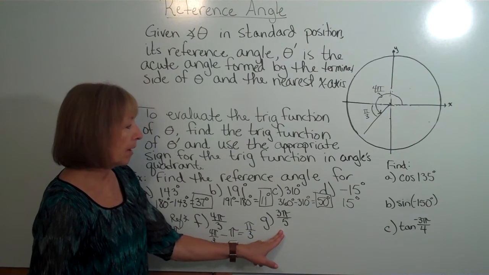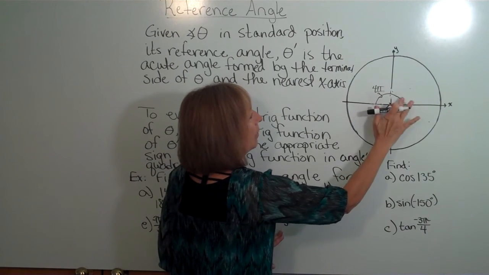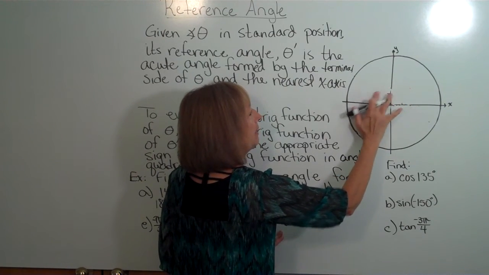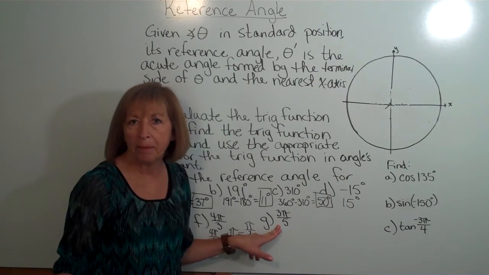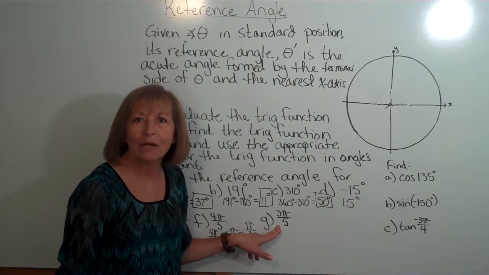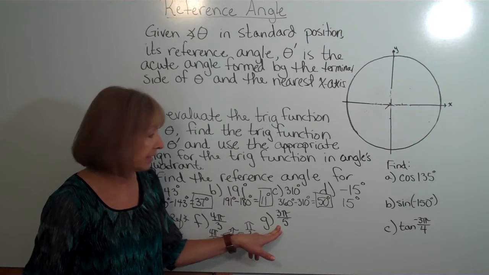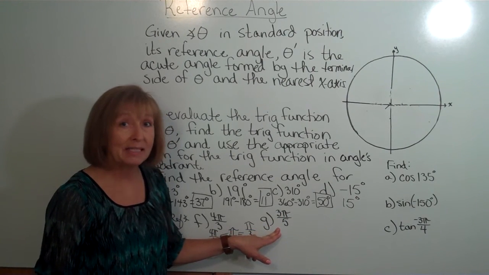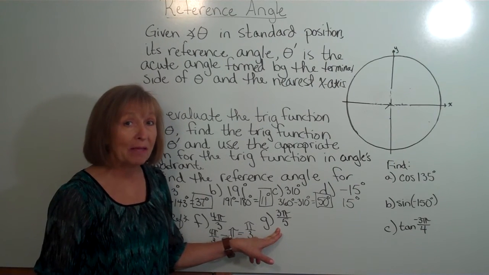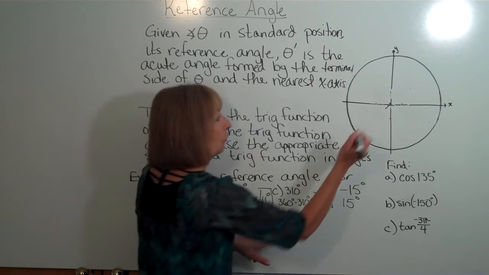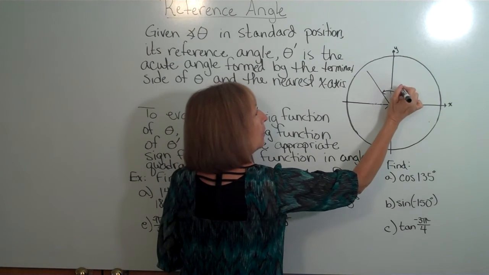Okay, how about for part G? 3 pi over 5. Well, when I'm looking at my radian measurement angles, 3 pi over 5, it's not quite to pi. I just have to decide on what side of pi over 2 it's on to know whether it's in the 1st quadrant or the 2nd quadrant. Well, 3/5 is bigger than a half. So 3 pi over 5 is bigger than pi over 2. So 3 pi over 5 is actually landing in my second quadrant.